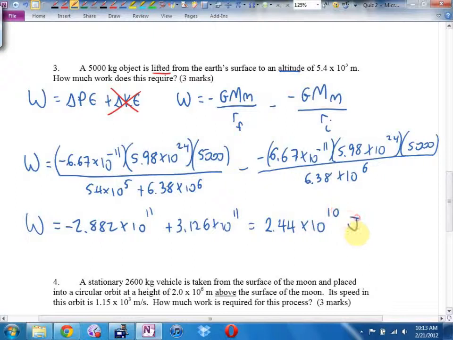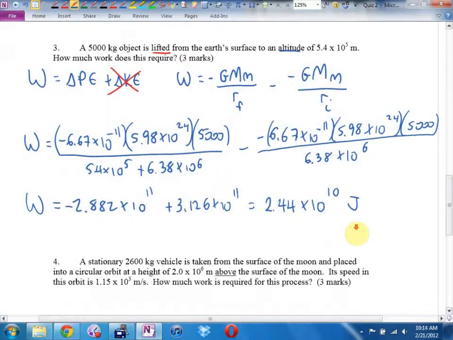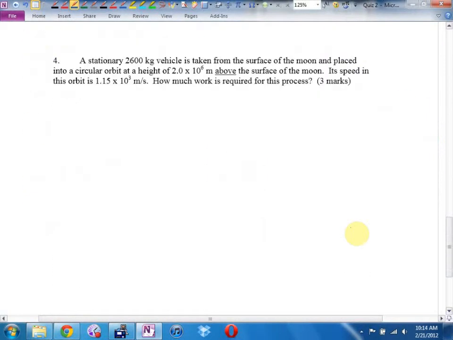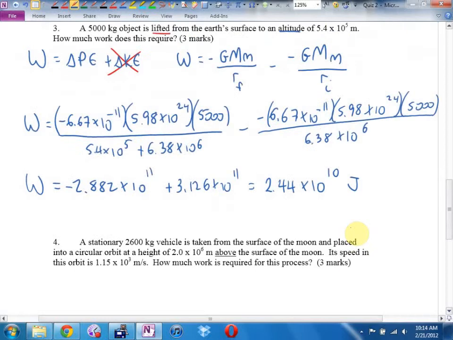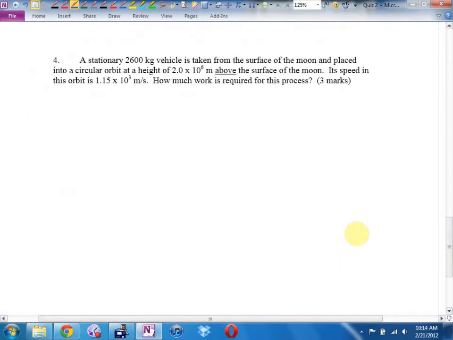And it's work, joules. I like number 4. Well, first of all, I like number 3. I like number 4, except number 4 on the test is going to be slightly tougher.